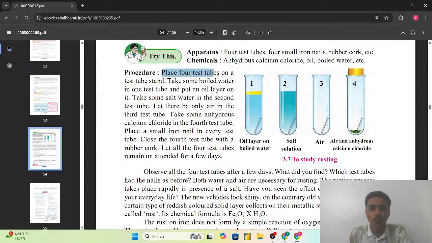Procedure क्या है? Place four test tubes on the test tube stand. Take some boiled water in one test tube and put an oil layer in it. मतलब क्या करना है? पहले एक बार पढ़ लेते हैं फिर देखेंगे। Take some salt water in the second test tube. Let there be only air in the third test tube. Take some anhydrous calcium chloride in the fourth test tube. Place a small iron nail in every test tube. Close the four test tubes with the rubber cork. Let all the four test tubes remain unattended for a few days.